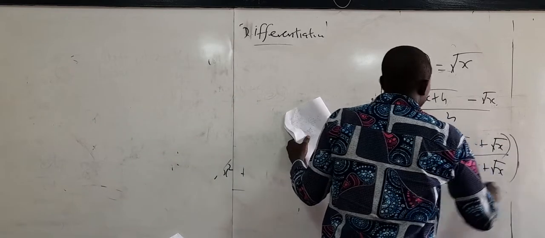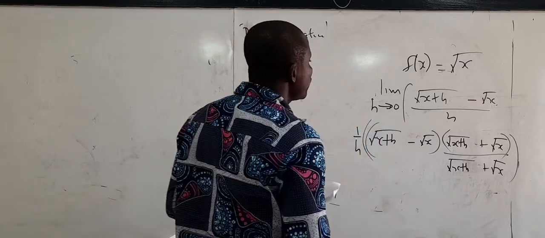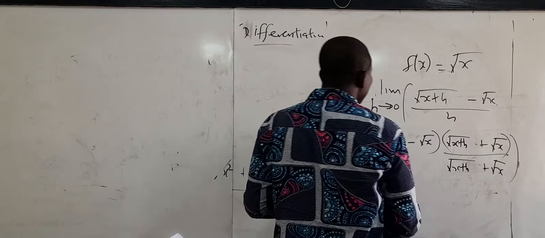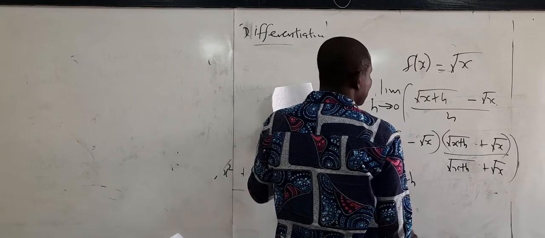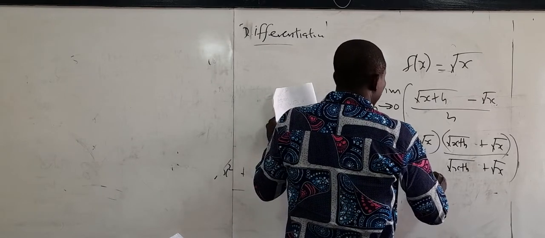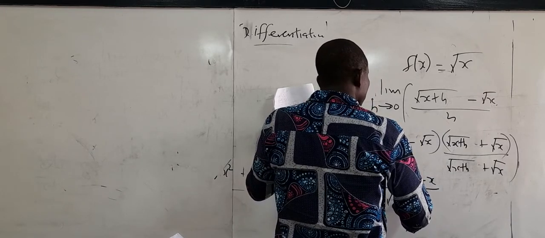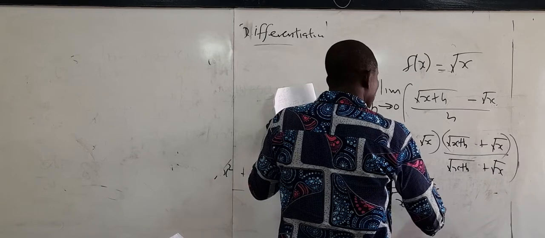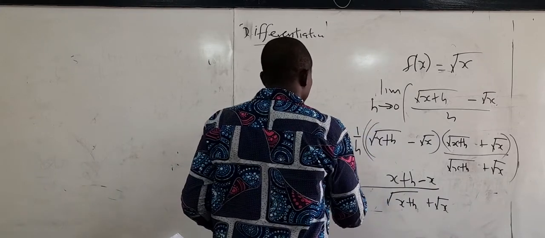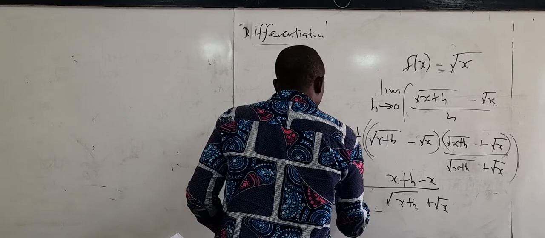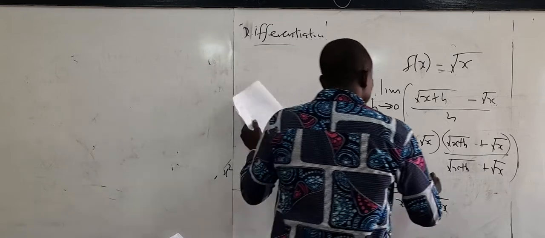Okay, all over h. So the top is going to give you the difference of two squares. The square of this will be x plus h, minus x, all over root (x plus h) plus root x. This is still the limit as h approaches 0.